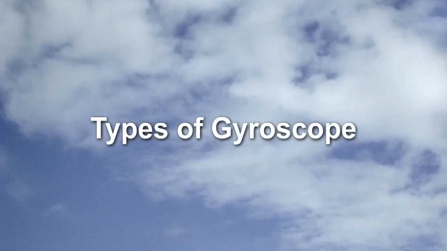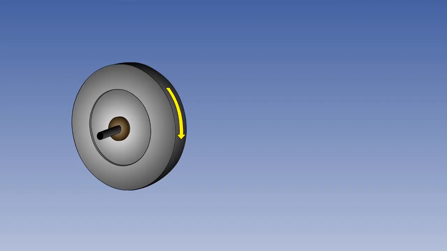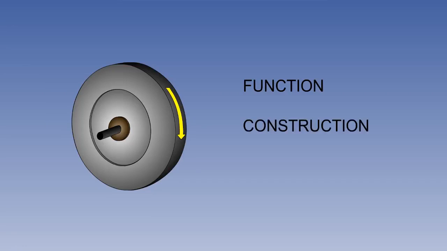In this short lesson, we are going to look at the various types of gyroscopes, or gyros, commonly in use in aircraft. We will also look at gyro power sources and the advantages of each power source. Gyros can be classified by their function, construction, or power source, and each class can be divided into further categories. Let's look at each one in turn, starting with function.